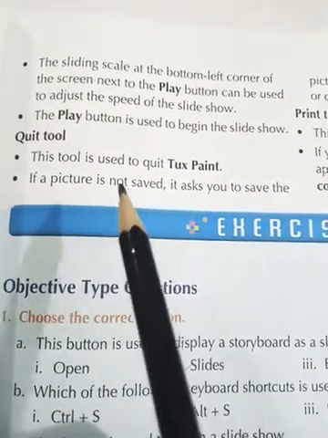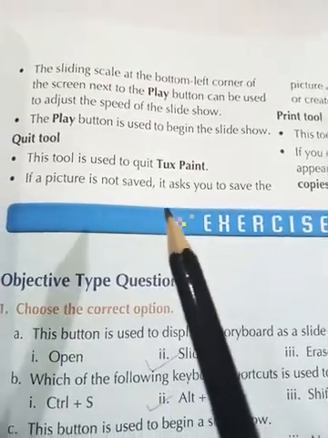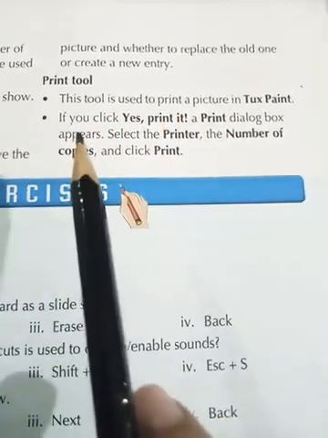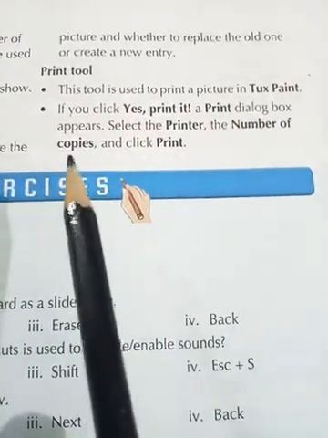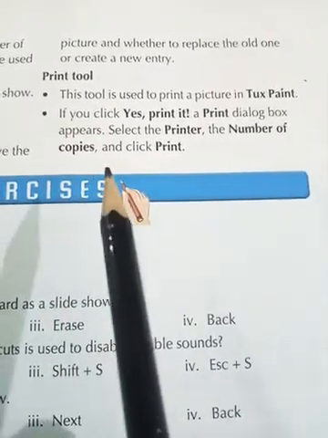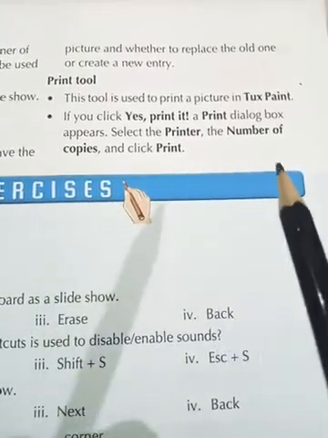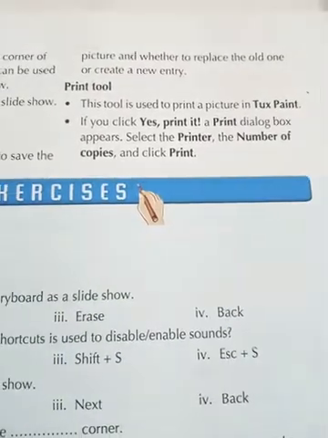Quit tool. This tool is used to quit Tux Paint. If a picture is not saved, it asks you to save the picture and whether to replace the old one or create a new entry. Print tool. This tool is used to print a picture in Tux Paint. If you click yes, print it, a print dialog box appears. Select the printer, the number of copies and click print.